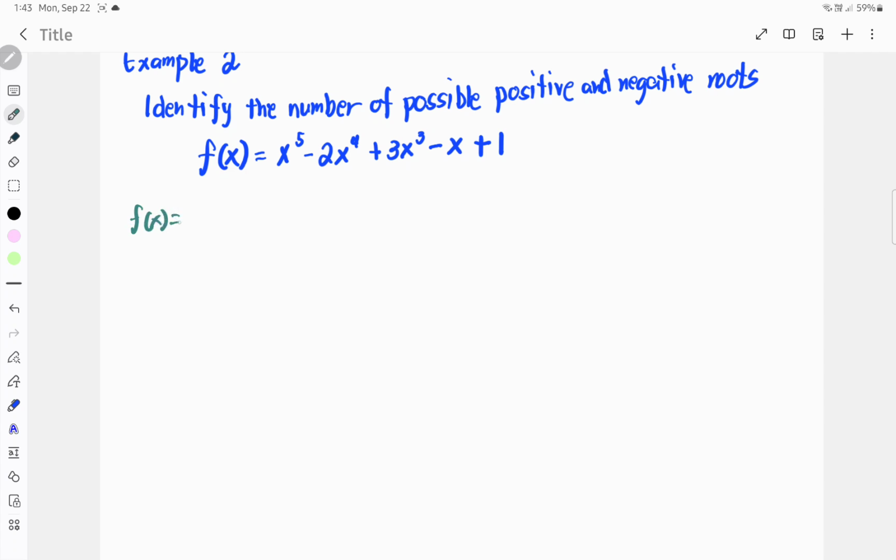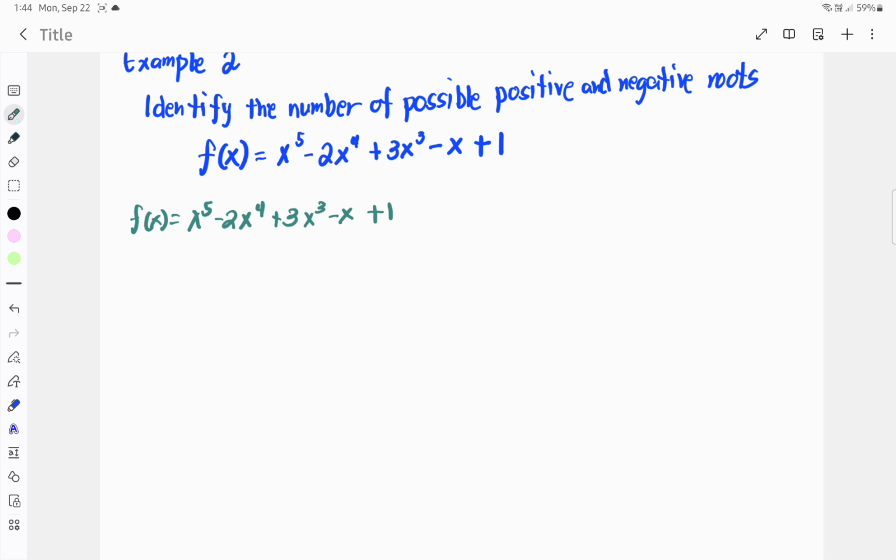So we have f of x equal to x to the 5th minus 2x to the 4th plus 3x cubed minus x plus 1. Once again, you can disregard if there are missing degrees there. Just make sure that the order is from highest to lowest. In this case, it's in order from highest to lowest, from 5 going to 0.